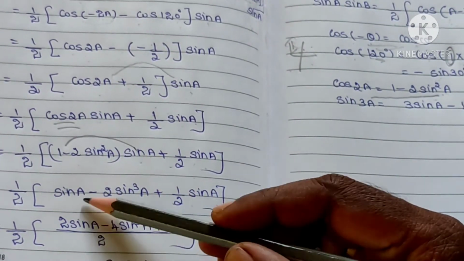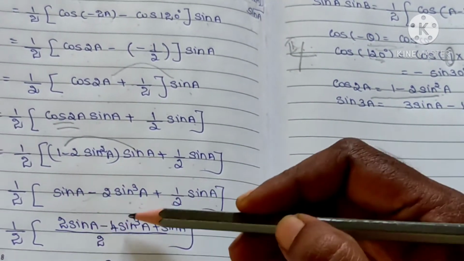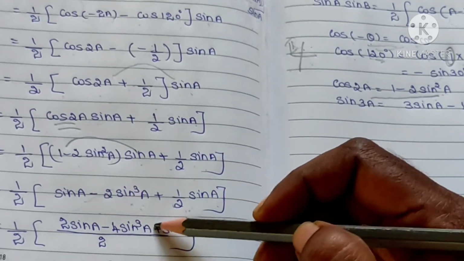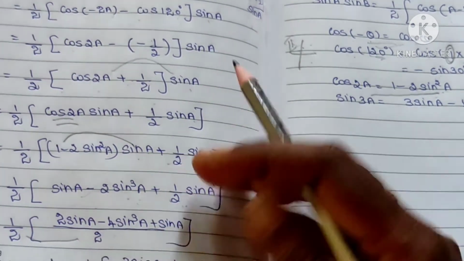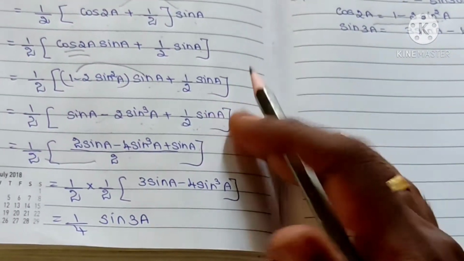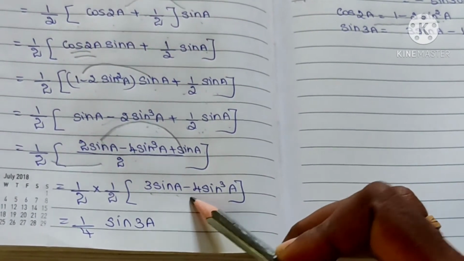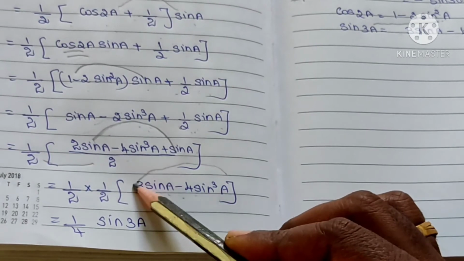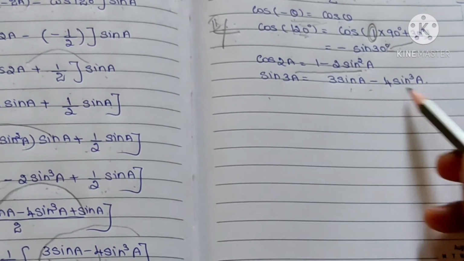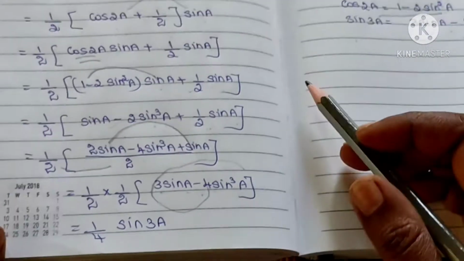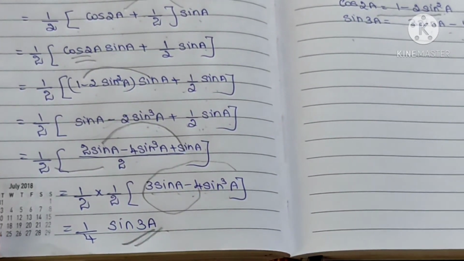Then find the LCM of the denominators. LCM is 2. So you take the cross product. 2 into sin a minus 2 into 2 is 4 sin cube a, plus sin a, by 2. Now this 2 into 2, we get 4. So 1 by 4 into 2 sin a plus sin a is 3 sin a minus 4 sin cube a. This is the formula of sin 3a. Here sin 3a, what's the formula? 3 sin a minus 4 sin cube a. So substitute here sin 3a. So the identity value is 1 by 4 sin 3a.